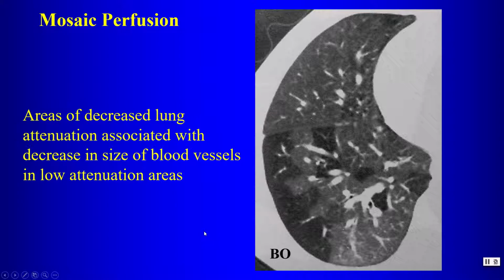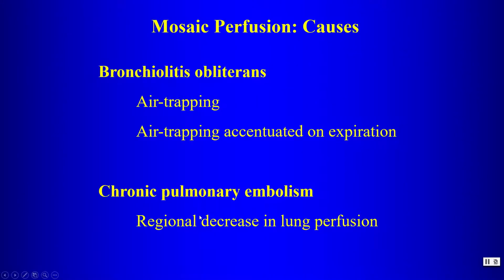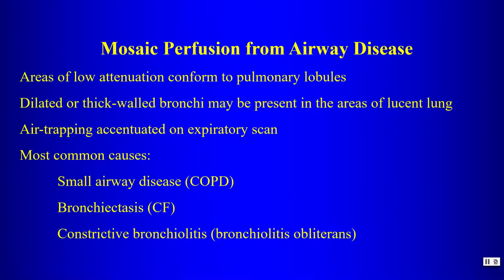Remember the two major causes of mosaic perfusion: most commonly airway disease, small airway disease, and a less common cause is vascular disease. So mosaic perfusion with bronchiolitis obliterans can give you air trapping, and that air trapping will be accentuated on expiration. But we can also see this, much less commonly though, associated with vascular disease like chronic pulmonary embolism. So with mosaic perfusion from airway disease, the areas of low attenuation usually conform to the pulmonary lobules. You might see dilated or thick-walled bronchi, giving you a hint that the patient has airway disease, and air trapping will be accentuated on the expiratory scan.